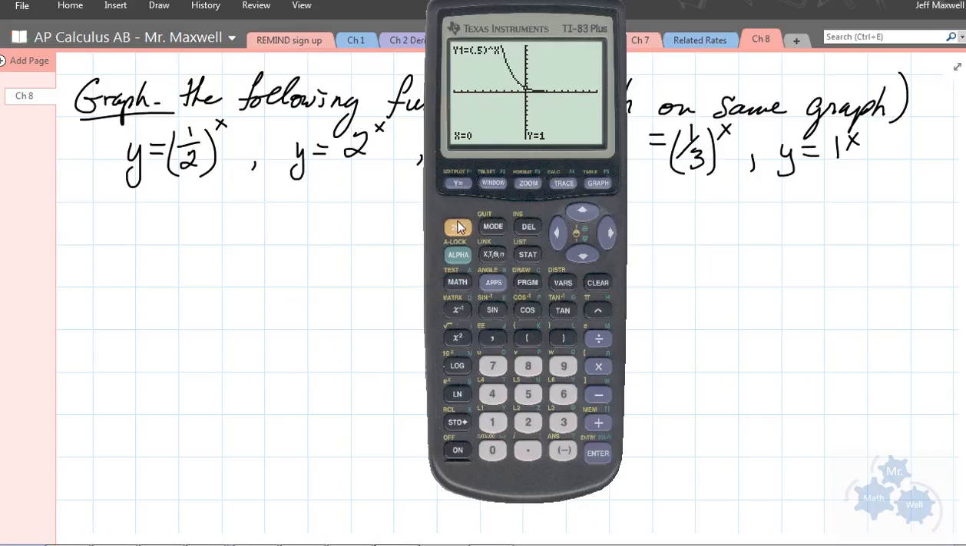Okay. All right, well, let's do y equals 2 to the power of x, if you haven't done that already. So 2 to the power of x. Graph that.